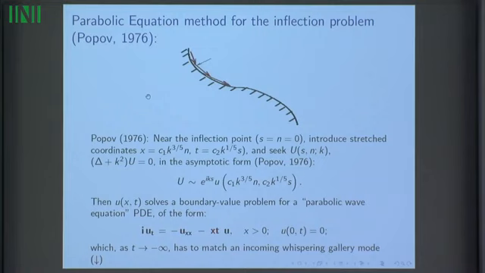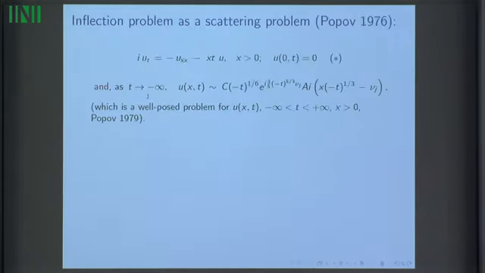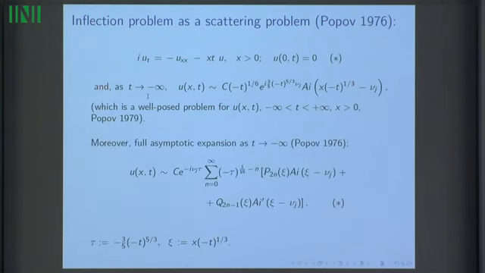After you have stretched your coordinates, you need to go to the outer world in t. When t goes to minus infinity, you should expect to match your sought solution to what is inherited from the incoming whispering gallery mode. And Popov did a lot of things, including this one. In the end, this is a well-posed boundary value problem: a PDE, a boundary condition, and an asymptotic condition at minus infinity. The sought solution must converge to this, the difference between the two in the L2 norm converging to 0. So in fact, you can construct a full asymptotic expansion at minus infinity. This will be just the first term in the full asymptotic expansion.